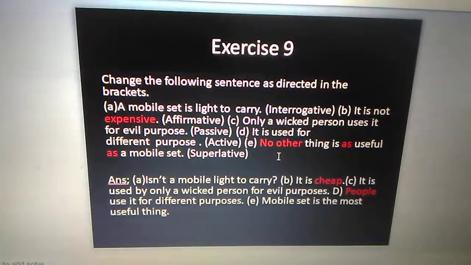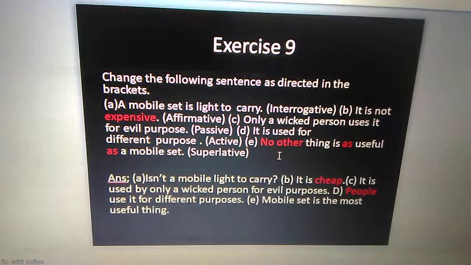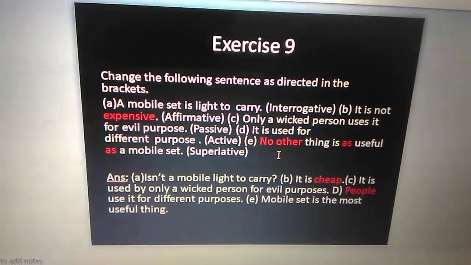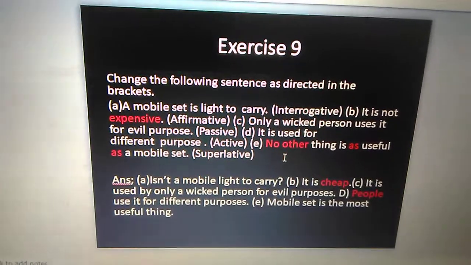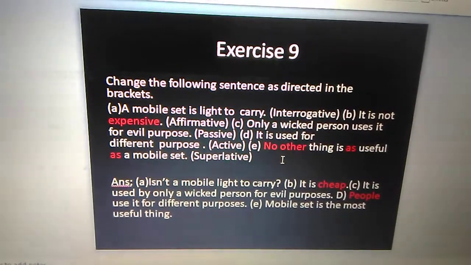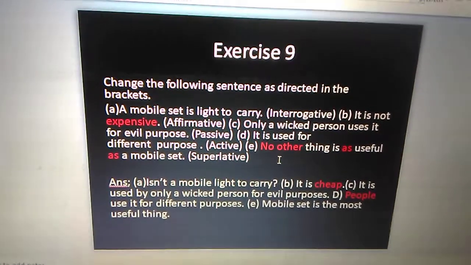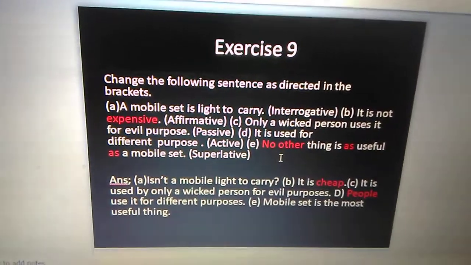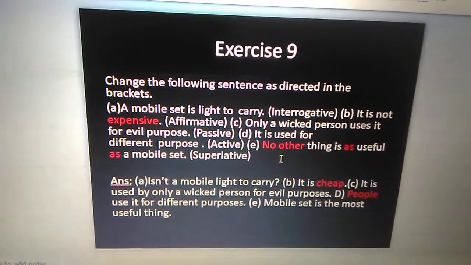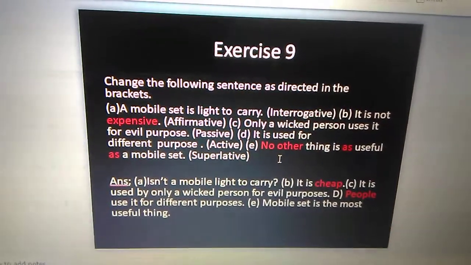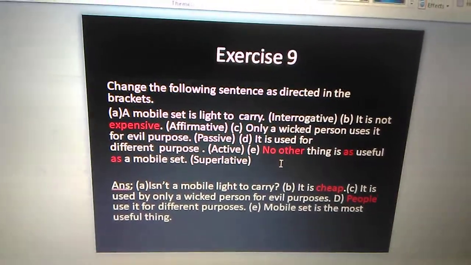Affirmative. It is cheap. Only a weak person uses it for evil purpose. So for evil purpose, no need to hit your attention there. You only look: only a weak person uses it. So uses, it is the present indefinite tense. So it is uses, it is used by. It is used by only a weak person for evil purpose.